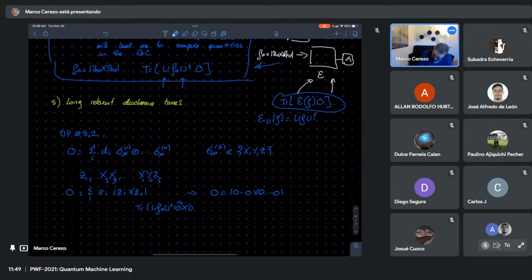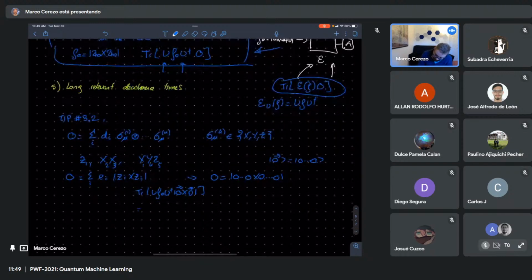I'm going to write this as a vector. I'm just going to define the 0 vector as equal to the 00 state. Well, again, we can use tip number 1. This is just equal to this thing right here, and we know that this is just the probability of 0. This is something that we can do: we just measure a bunch of times, check how many times we got 0, and we can estimate this through a frequency.